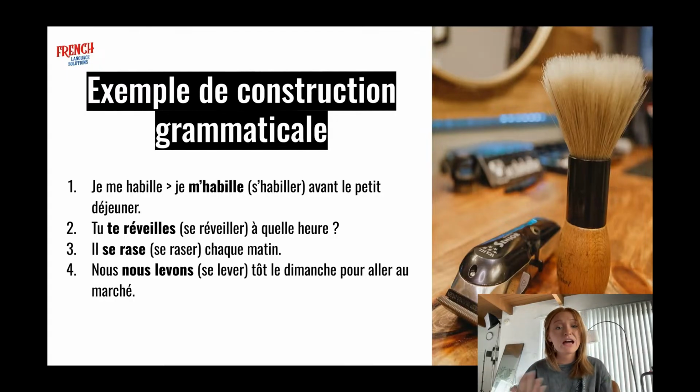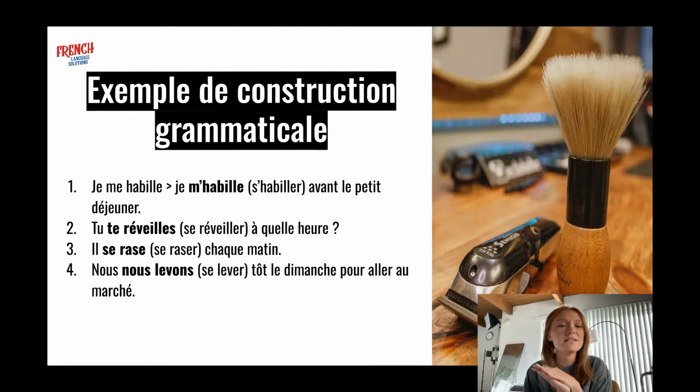And the fourth one, last one, se lever. Se lever, to get out of bed. It's for nous, which is we. If I want to say we get out of bed early, se lever, I'm going to put lever with ons because it's nous. But the se for nous is nous again. So you double your nous and put the ons on the verb. Nous nous levons tôt le dimanche pour aller au marché. Meaning, we get out of bed early on Sunday to go to the farmer's market.